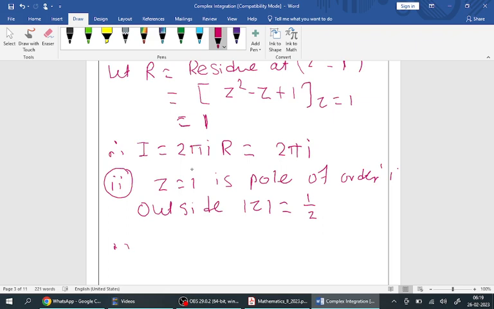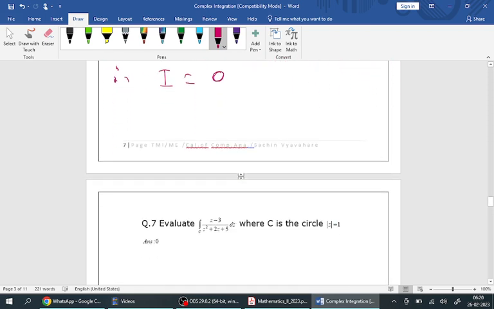Therefore, by Cauchy's theorem, the function is analytic on and within the curve C, and the value of the integral of f(z) dz on that curve is 0. So that is the answer of the second bit. Just mention all these things in the exam: z equal to 1 is a pole outside the circle, hence f(z) is a differentiable function on and within the curve C, therefore the integral I is 0. So reasoning is also important; just write it in 1 or 2 lines. So that's about question 6.